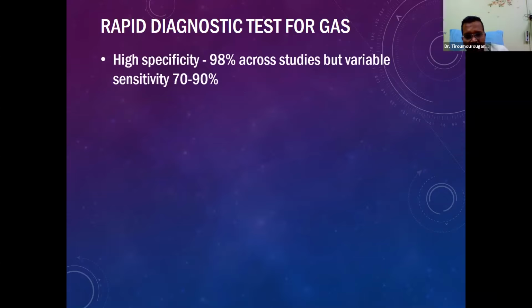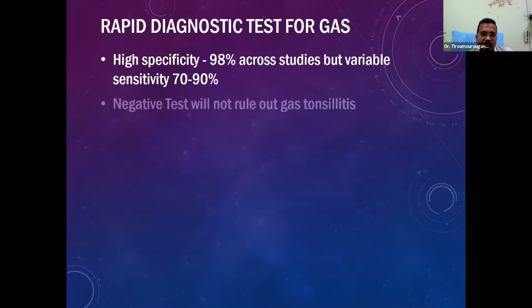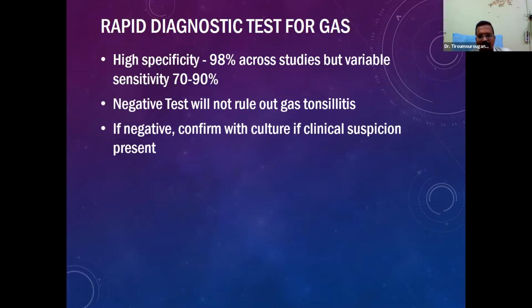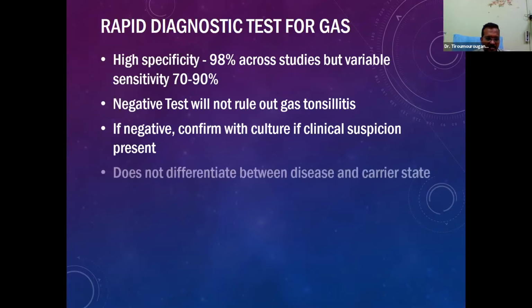So very high specificity with these rapid RDTs. So again, you get a very good test for ruling in. So if positive, I'm happy, I know this is group A strep, but if negative, it may not be as useful. I may not be 100% certain to rule out. So a negative test does not rule out group A streptococcal tonsillitis. So if negative, we always have to take a culture to confirm our clinical suspicion.